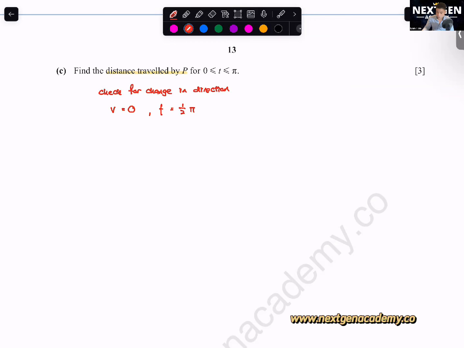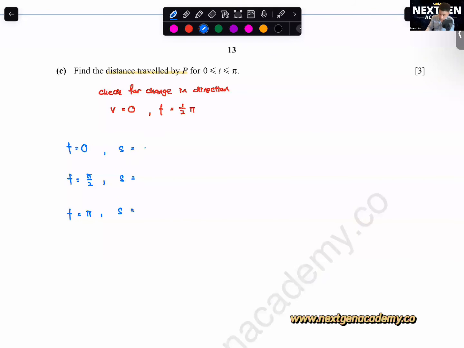Okay. So you all have to check for this. And this is how it will be. From 0 to 1 over 2 pi, it will go in one direction. Then from 1 over 2 pi to pi, it will go in another direction. Okay, so you need to find the position at these 3 places. So I will do it like this. S, when my t equals 0, what is my S? When my t equals pi over 2, what is the S value? Then when t equals pi, what is the S value? Okay, come, you all substitute it in. So what's the value of S?